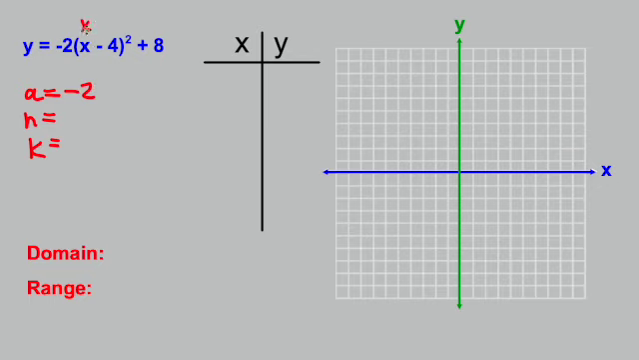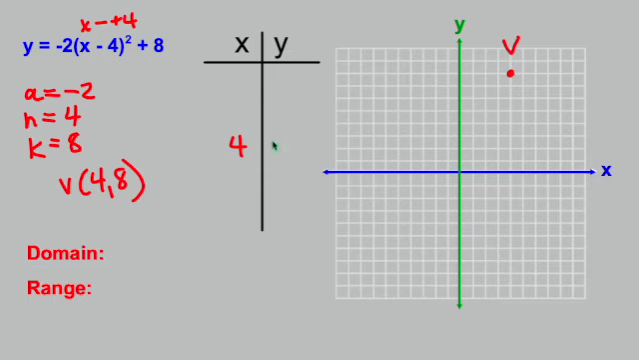This is the same thing as x minus a positive 4, so that means my h is 4, my k is 8. So that's going to tell me right now my vertex is going to be at (4, 8). So I'm going to go ahead and find that on the graph. 1, 2, 3, 4. 1, 2, 3, 4, 5, 6, 7, 8. So there is my vertex right there, and I'm going to put a V by it.